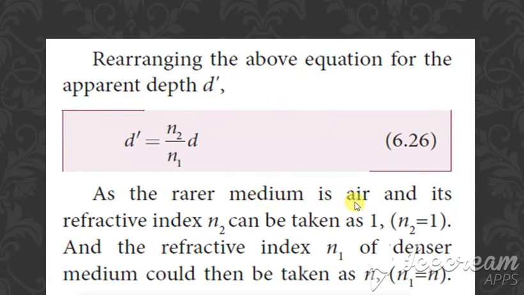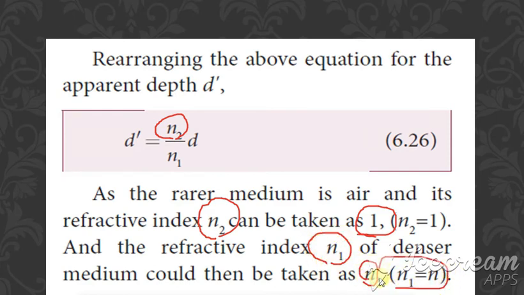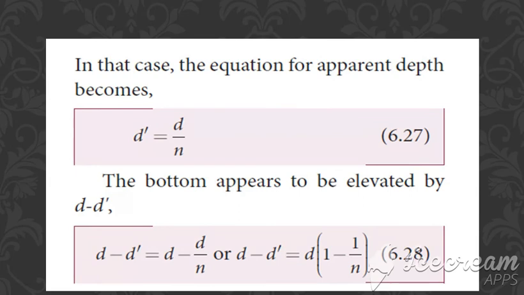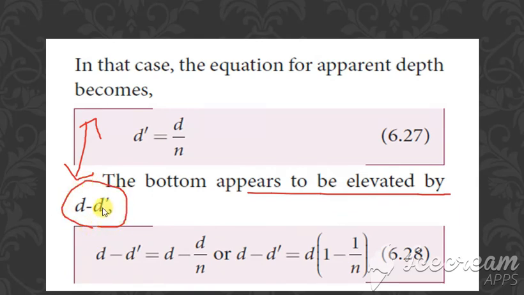As the rarer medium is air, its refractive index N2 can be taken to be 1. So instead of N2 we write 1, and instead of N1 we write the value as N. So we will get D dash is equal to 1 divided by N into D. Since the bottom appears to be elevated, we are finding the value of D minus D dash. Now instead of D dash, substitute this value here.